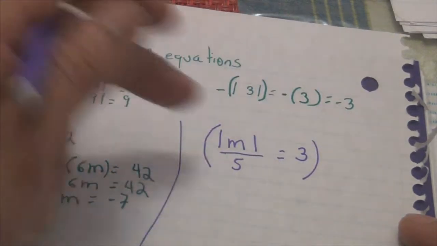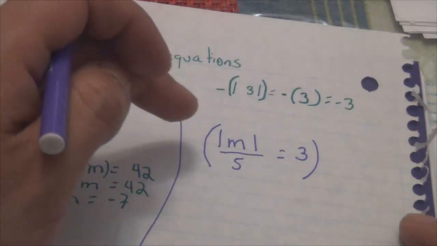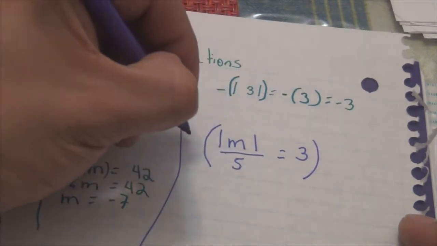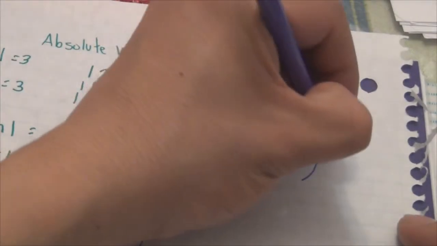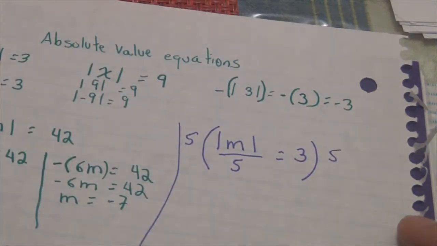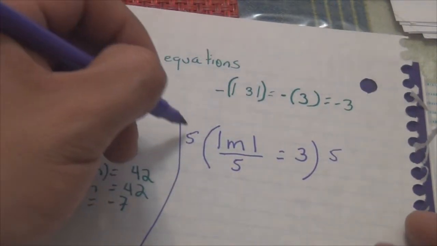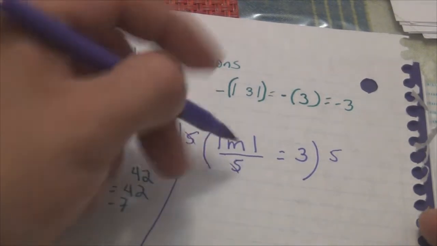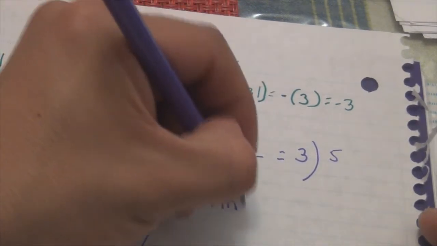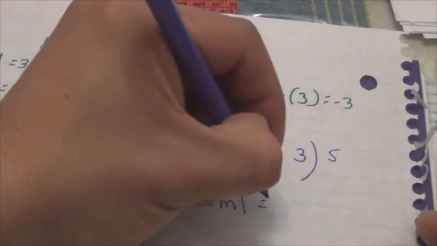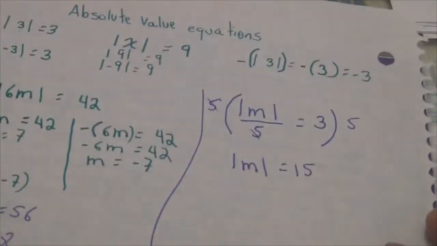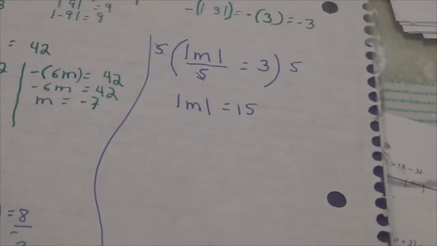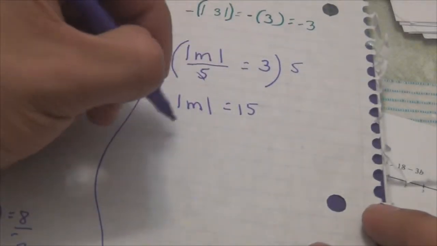Remember, is there a distributive property? No. Are there any fractions? Yes. So multiply by the common denominator, which is 5, or 5 over 1, however you want to look at it. So here the 5s are going to cancel out, because when you multiply and divide by the same number, they cancel out. So leaving you with absolute value of m equaling 15.